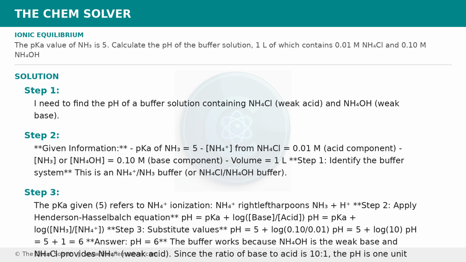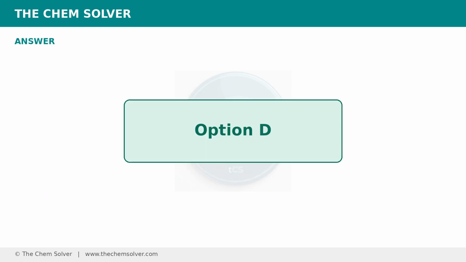The buffer works because NH₄OH is the weak base and NH₄Cl provides NH₄⁺, the weak acid. Since the ratio of base to acid is 10 to 1, the pH is 1 unit above the pKa, giving pH equals 6. The answer is D.